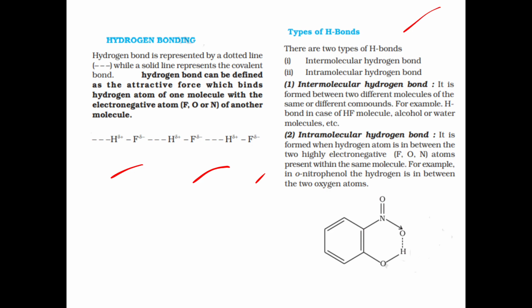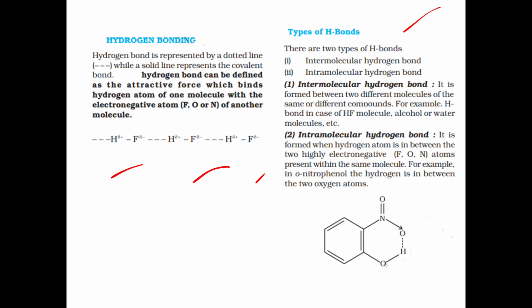Types of hydrogen bonding: intermolecular hydrogen bond and intramolecular hydrogen bond. An intermolecular hydrogen bond is formed between two different molecules of the same or different compounds. For example, hydrogen bonds in HF molecules, alcohol or water molecules are intermolecular hydrogen bonding.